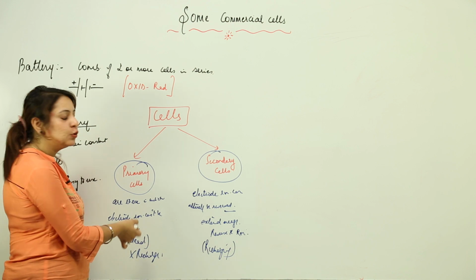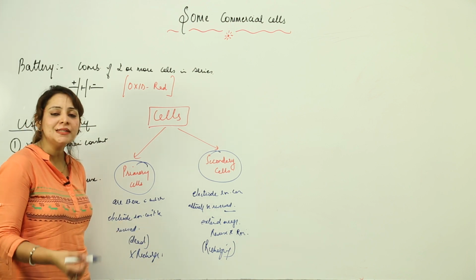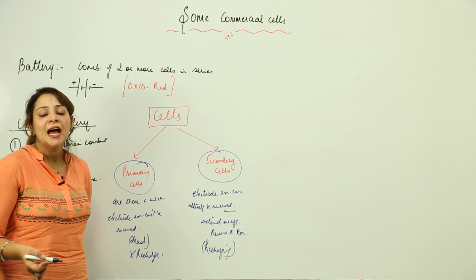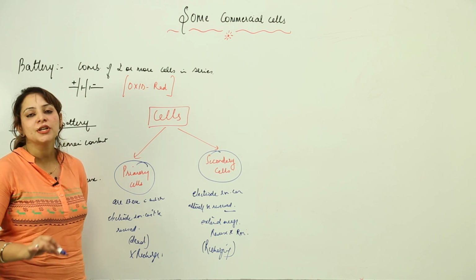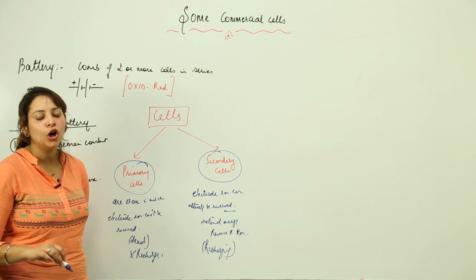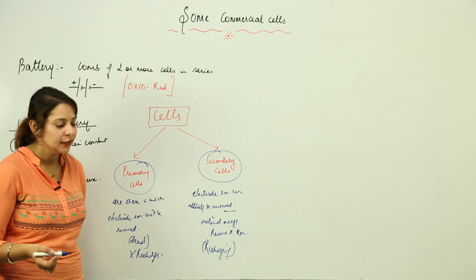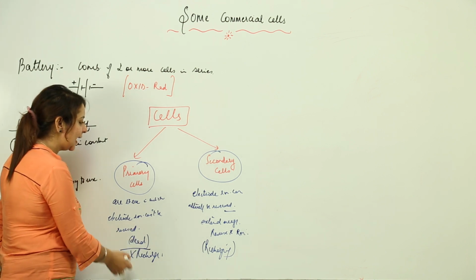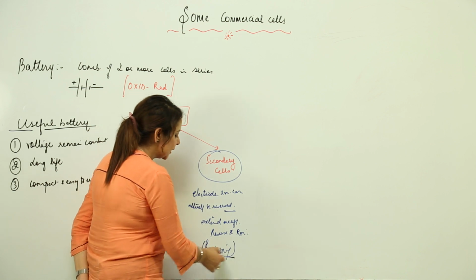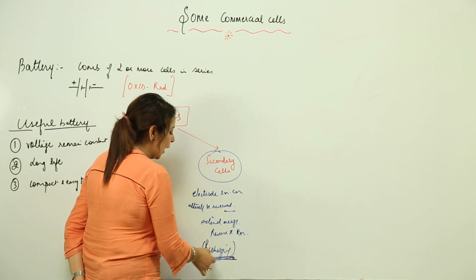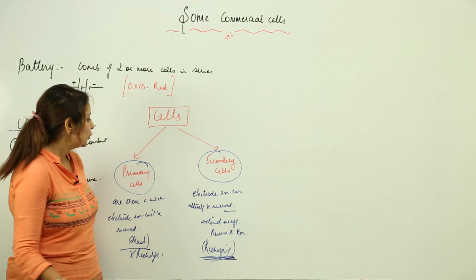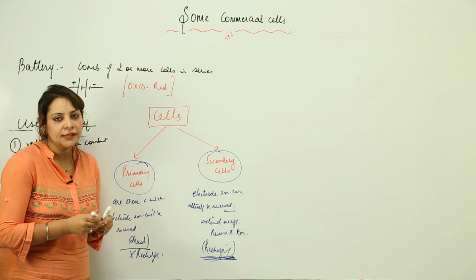But with primary cells, you can use the cell only up to a certain limit, because once the reaction gets exhausted the cell becomes dead and there is no external energy which can reverse the reactions or make the cell work again. So here the cell ultimately becomes dead, while in secondary cells recharging never allows the cell to become dead. This is the difference between primary and secondary cells.